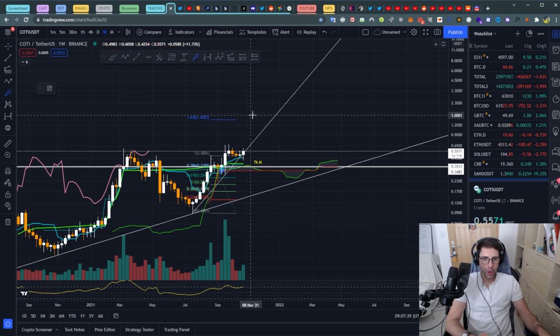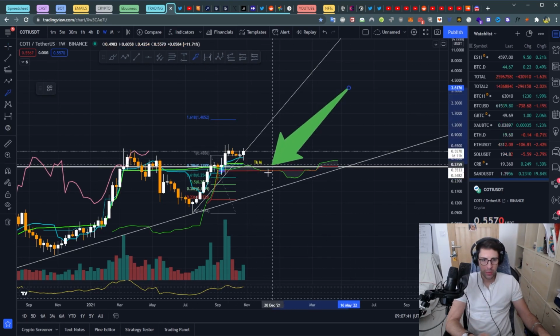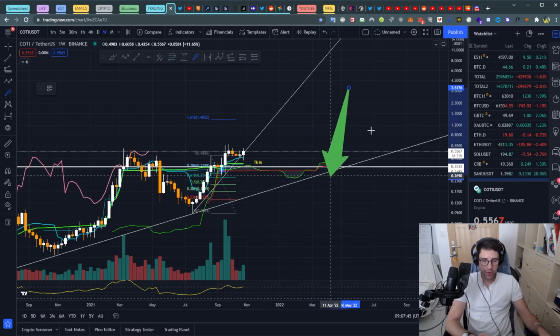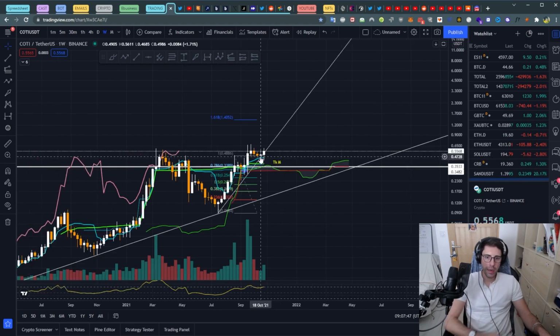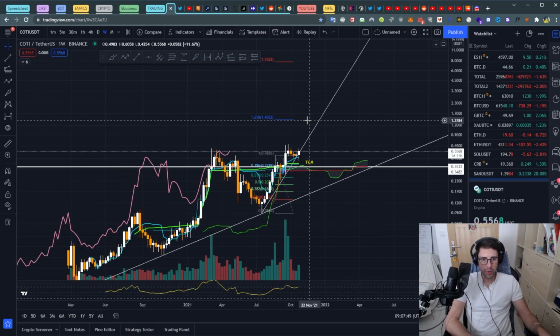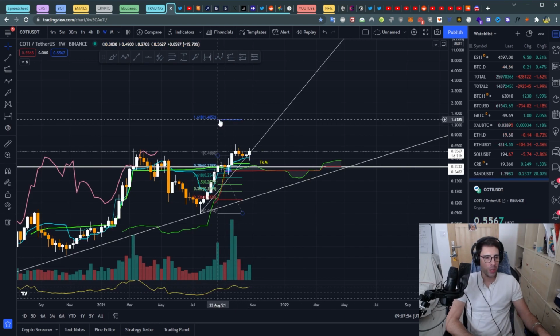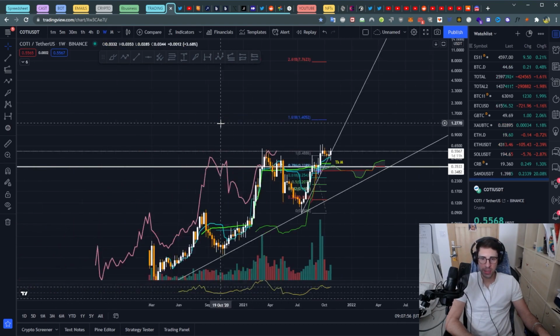We have on our cloud right here a twist, so that could be this twist here or this one here, but somewhere around here that could happen. Now if we don't and we break above here, we go to the Fibonacci as a reference, and here we can see $1.40 before any resistance happens.